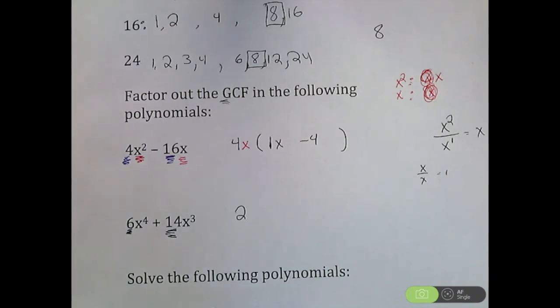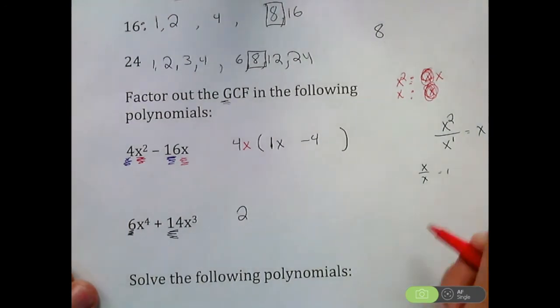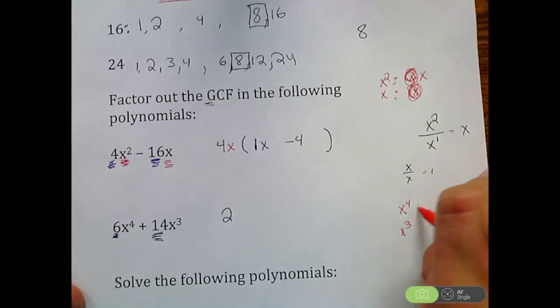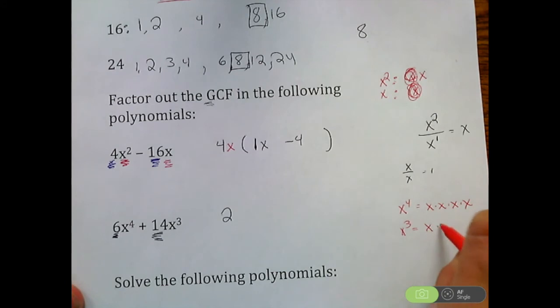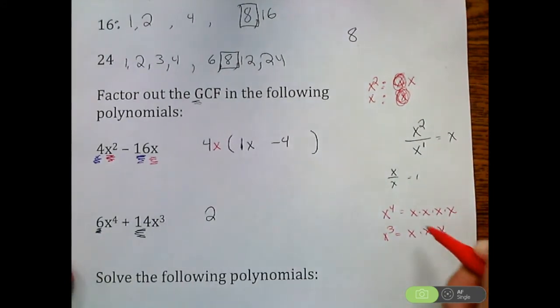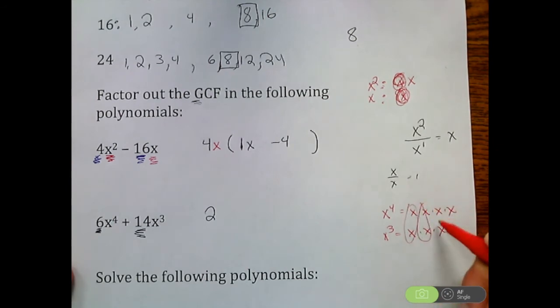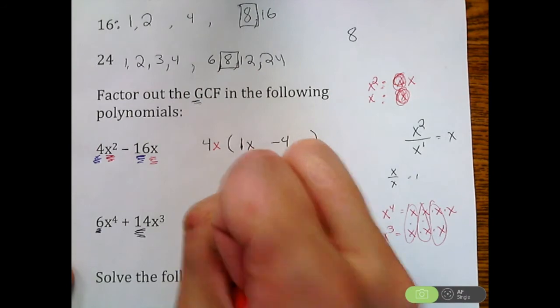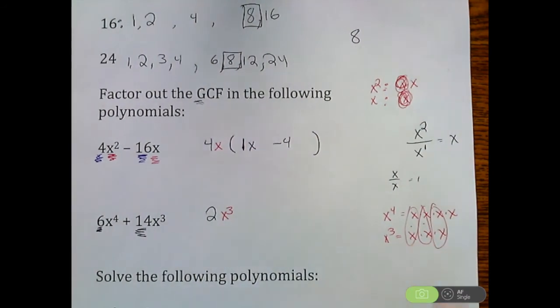Then I have to deal with the variables. Again, I'm dealing with an x to the 4th and x to the 3rd. So x to the 4th, that's x times x times x times x. X to the 3rd is x times x times x. Look at what they have in common. So I have 1 pair of x's, 2 pairs, 3 pairs. So 1, 2, 3, I have an x to the 3rd available there. They have 3 x's in common, that's x to the 3rd. So now I just want to do some division here.